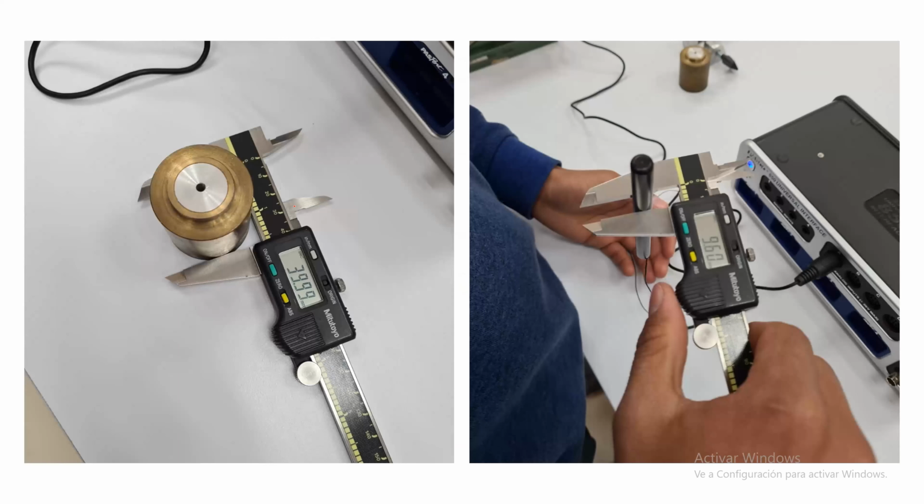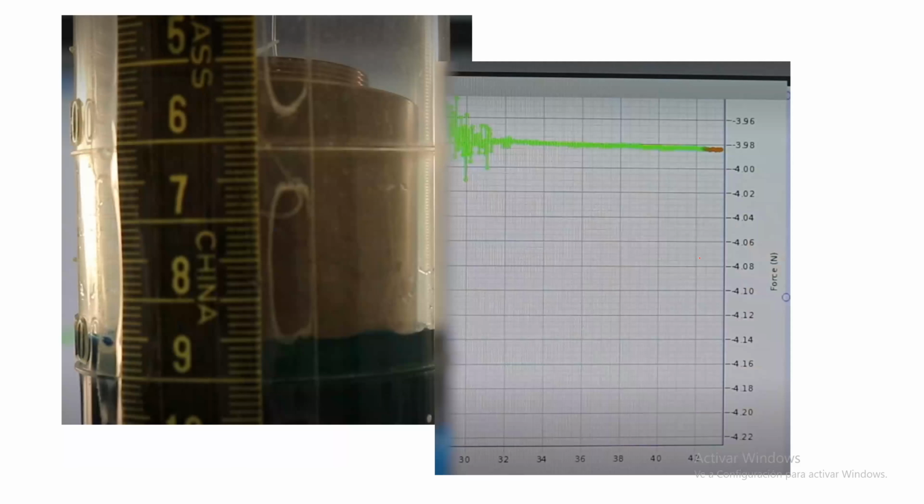in order to get the density of the fluid itself. Okay, so here are the two objects we're going to use to make the experiment. Here we have a cylinder. Here you can see the diameter being recorded in order to get the volume, as well as a prism, which also has the same measurements being recorded.